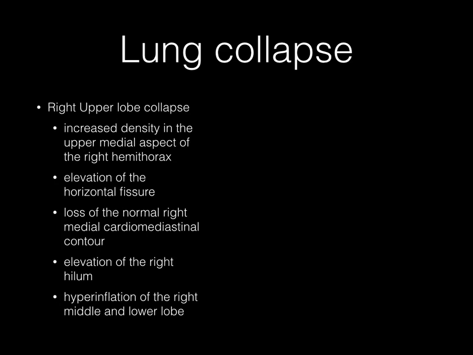So the right upper lobe collapse. The classical findings of a right upper lobe collapse will include increased density in the upper medial aspect of the right hemithorax, elevation of the horizontal fissure. On most occasions, the elevation of the horizontal fissure usually results in an S-shaped appearance. Sometimes you can see a loss of the normal right medial cardiomediastinal contour. There'll be elevation of the right hilum as well as hyperinflation of the right middle and lower lobe.